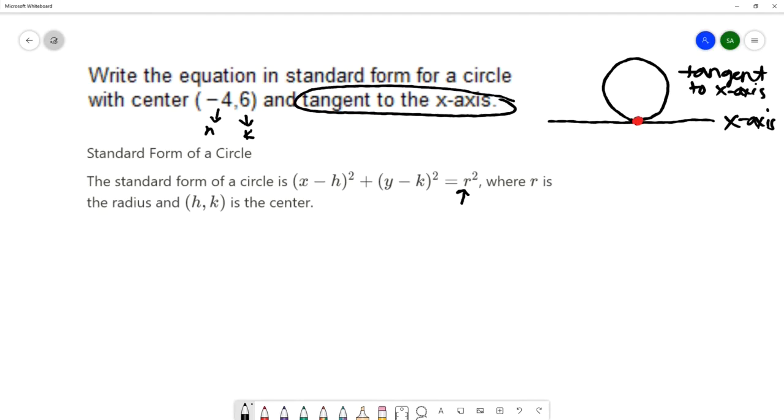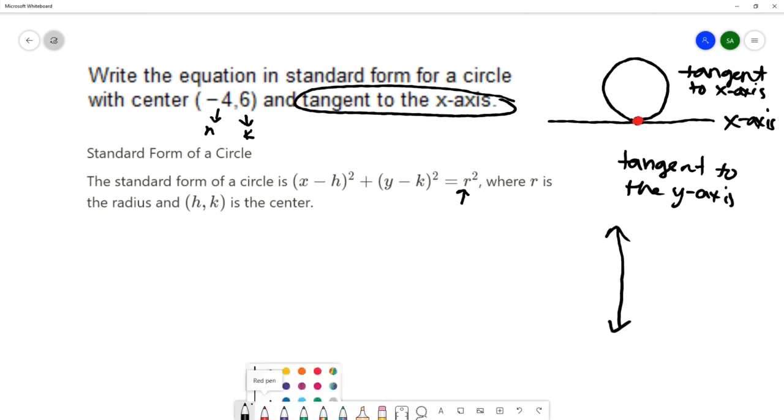And if, for instance, your circle was tangent to the y-axis, here would be your vertical axis, and the circle would touch that y-axis in a single spot as well. So when a circle is tangent to the x-axis or tangent to the y-axis, it makes it easy for us to find that radius.